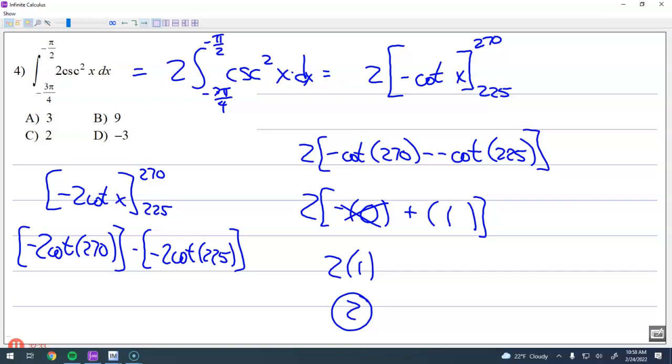So again, cotan 270 is 0. So negative 2 times 0 just goes away. So it's 0 minus negative 2. And then this cotan part here is 1. So you end up with 0 minus negative 2, which is still 2. 225 is here. So the x and the y value are both negative. So when you divide them.